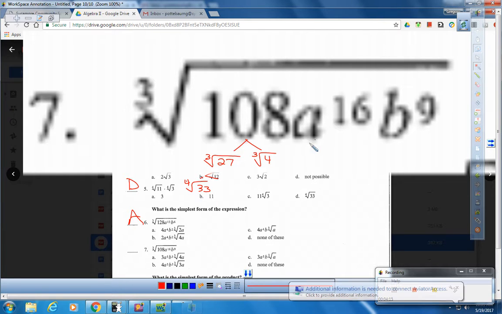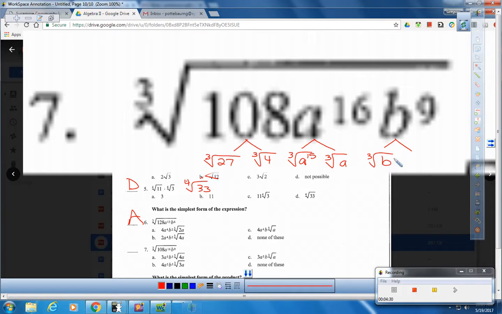16, again, that's not divisible by 3. So we need to make that the next smallest number below 16 that's divisible by 3. And 9 is divisible by 3, so we're good there. I don't know why I put another branch to that.